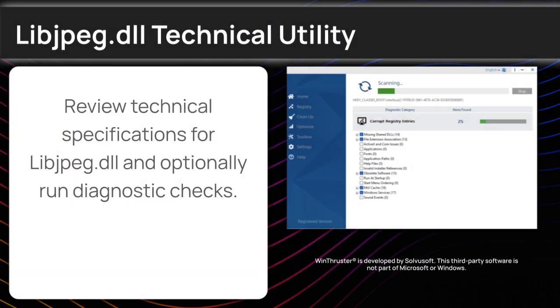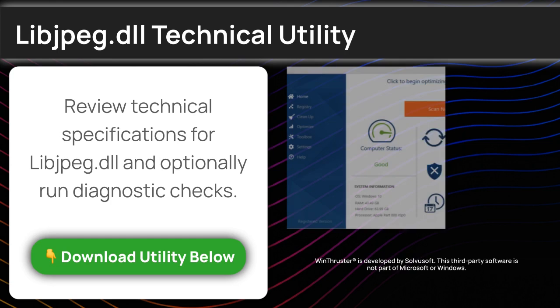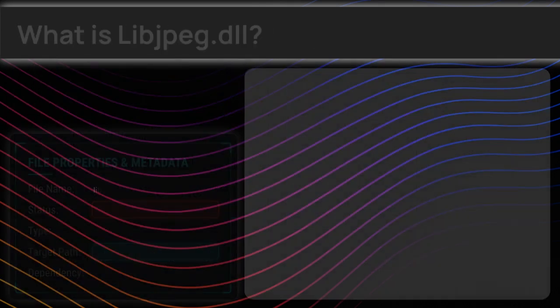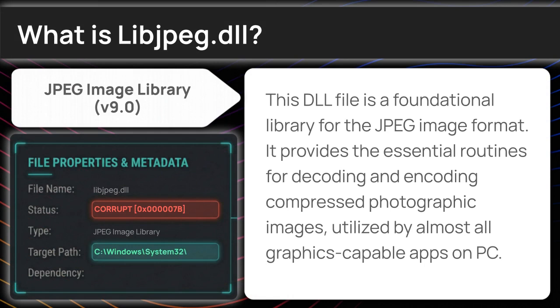As we look at the manual steps for Libjpeg, there is also a diagnostic resource for reviewing your overall system health. This DLL file is a foundational library for the JPEG image format. It provides the essential routines for decoding and encoding compressed photographic images, utilized by almost all graphics-capable apps on PC. Now that you're up to speed on the file's role, let's begin the repair process.